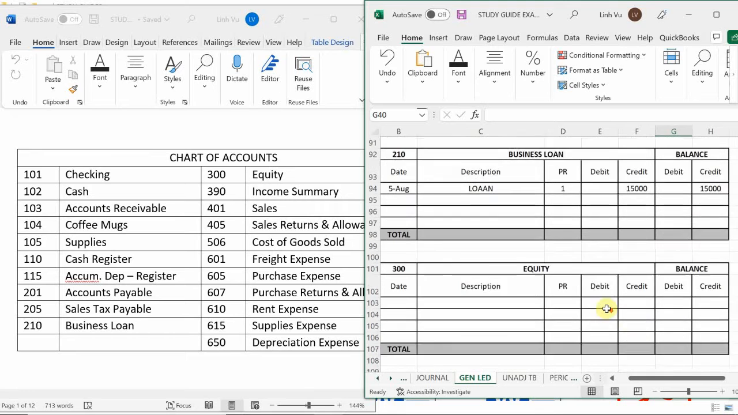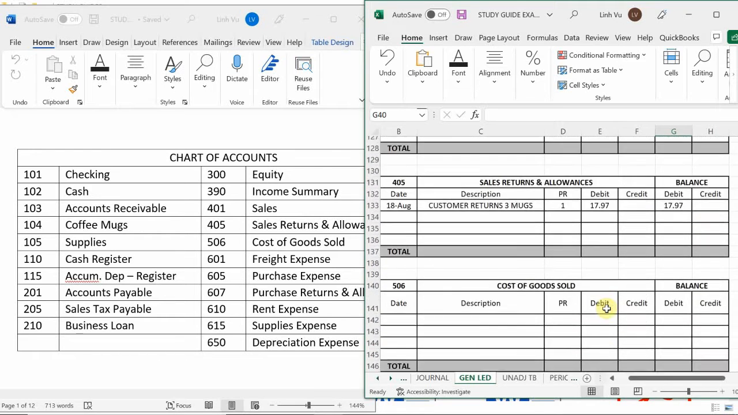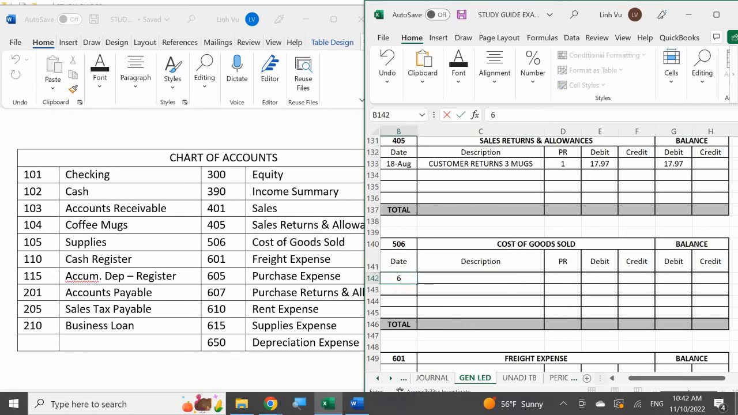Next account I have is cost of goods sold. How many did I sell? 82. Sold 82 mugs, which was a result of $102.50.